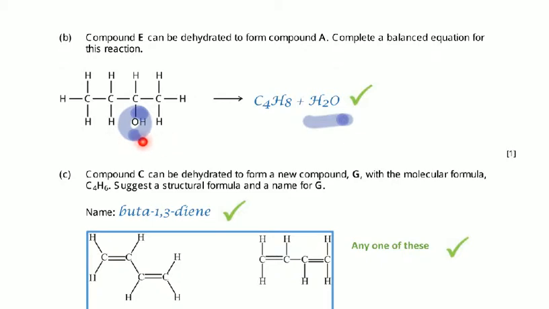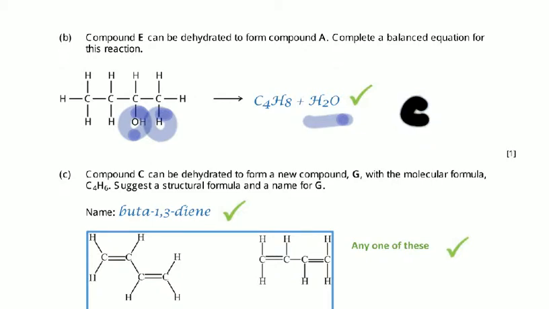So for argument's sake, I will just eliminate the H from over here, and by eliminating H2O from this location, I end up with an alkene, as you can see here. And for clarity, I will just draw out the actual displayed formula, which will look something like this.